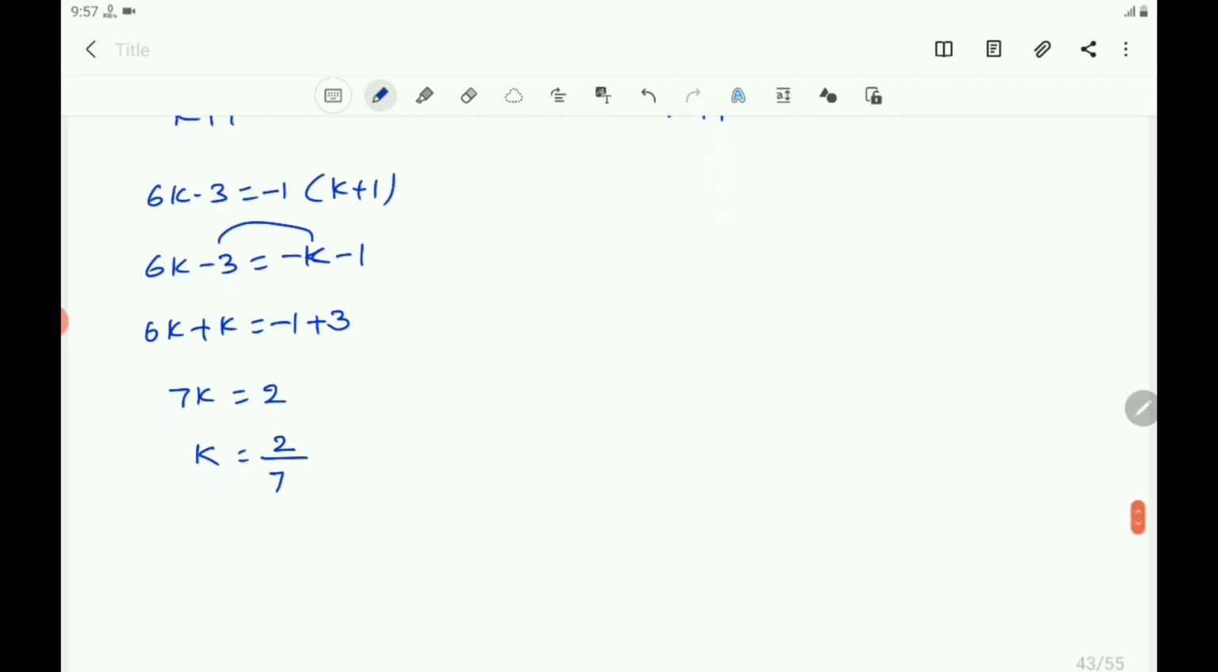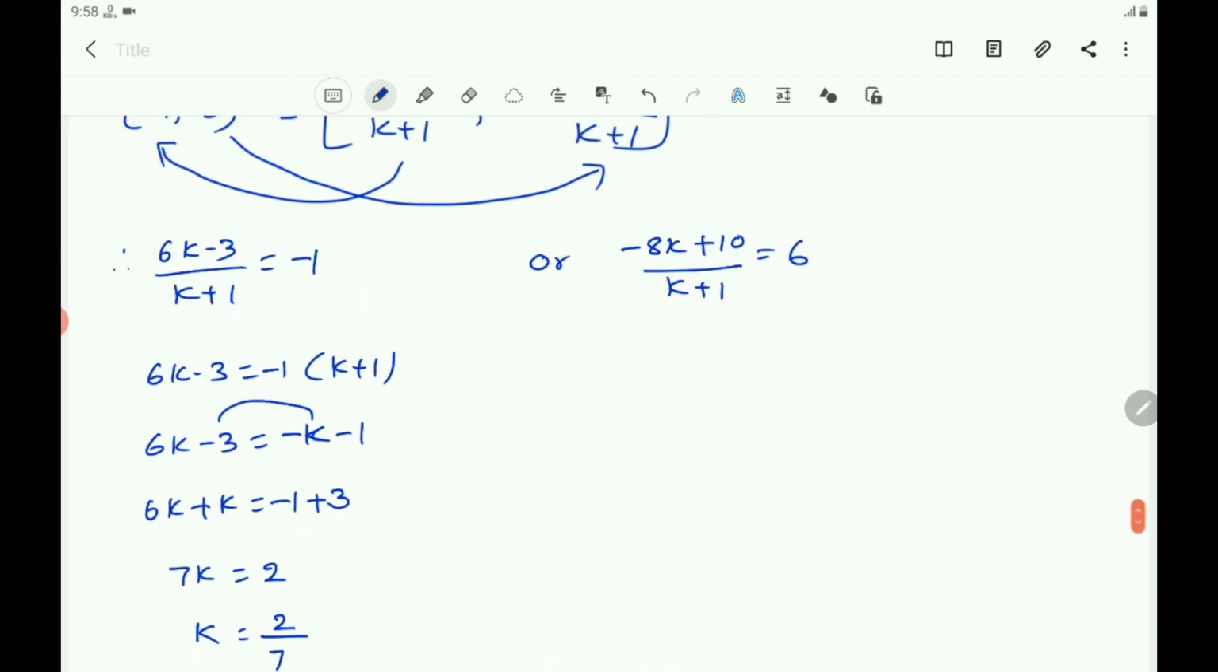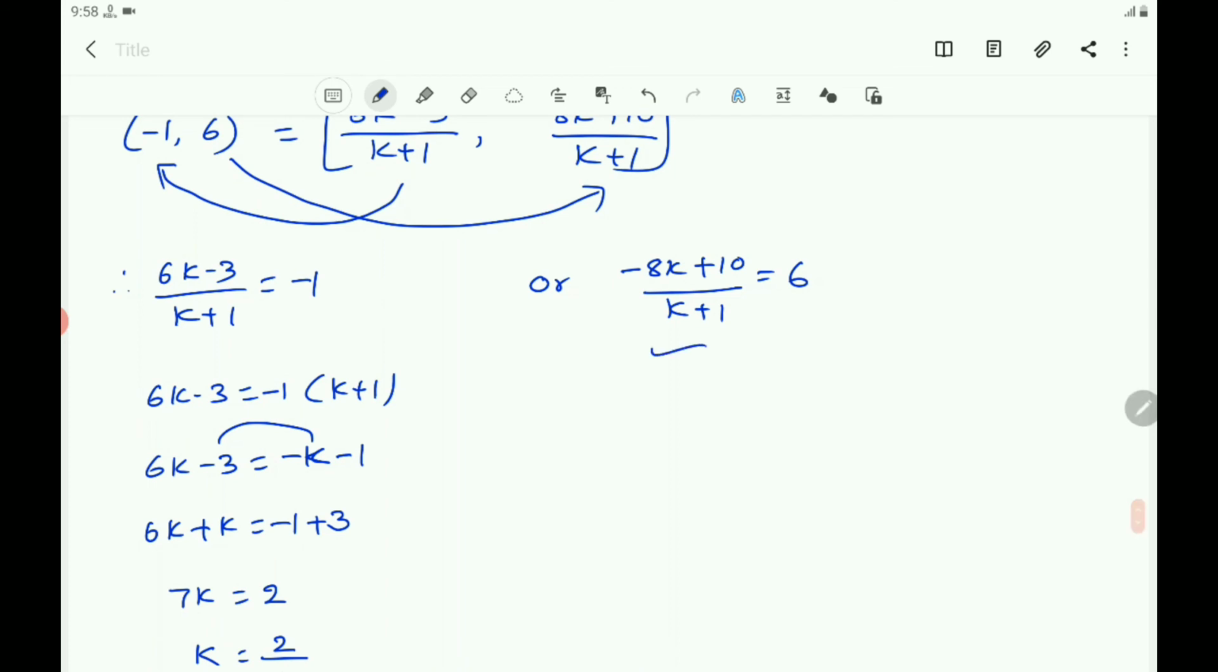K equals 2 by 7. That is, K is what you have taken as M1 by M2. So you can write the ratio is 2:7. Therefore, the required ratio is 2 by 7, that is nothing but 2:7. You got the ratio. You take the other relation, then also you will get the same value.